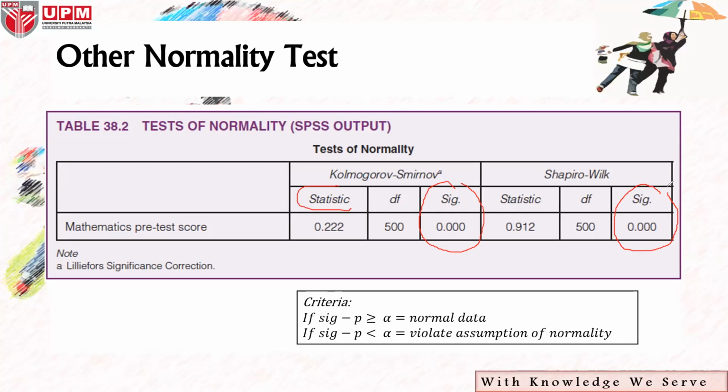The criteria is, if the significant value is larger than or equal to alpha 0.05 or 0.01, the data is considered to be normal. If the significant value is lesser than alpha 0.05 or 0.01, it means that our data violate the assumption of normality. Okay, any question?